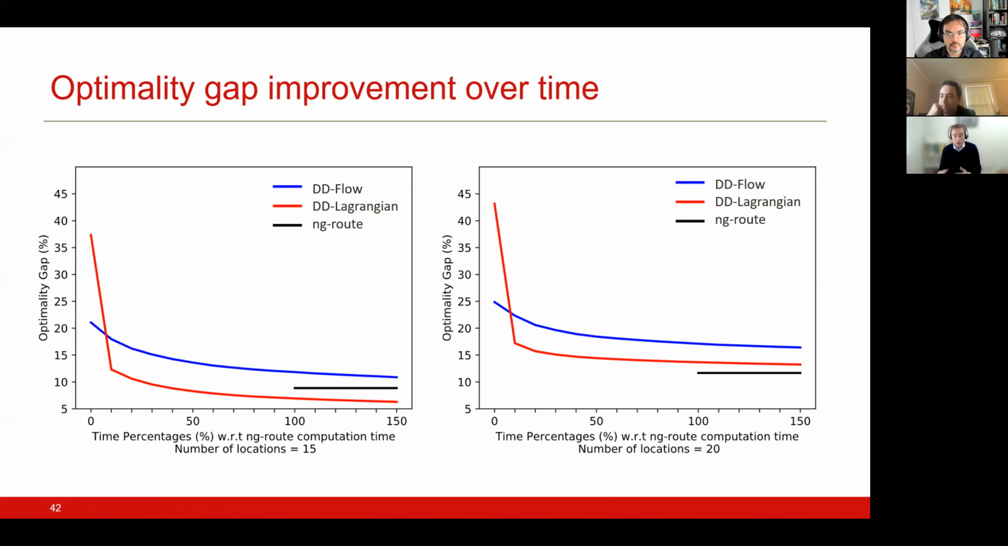Okay. Now, it doesn't always work like that. In this particular case, number of locations 20, the Lagrangian approach approximates the column generation one, but it doesn't go beyond that yet after this much time. Okay.